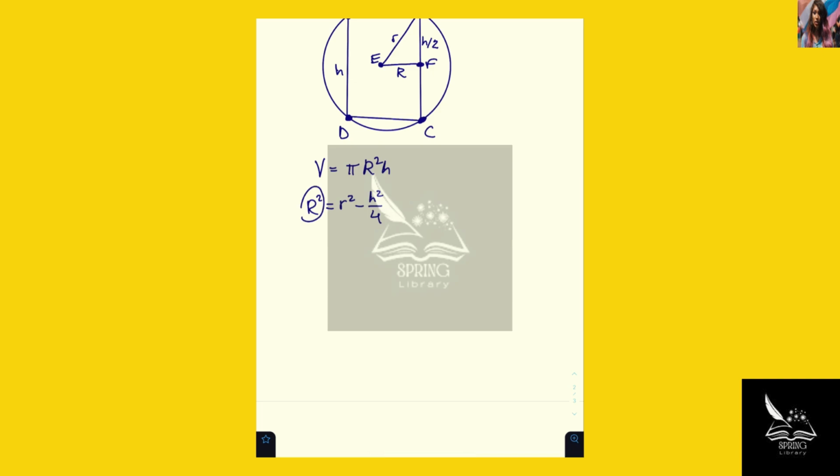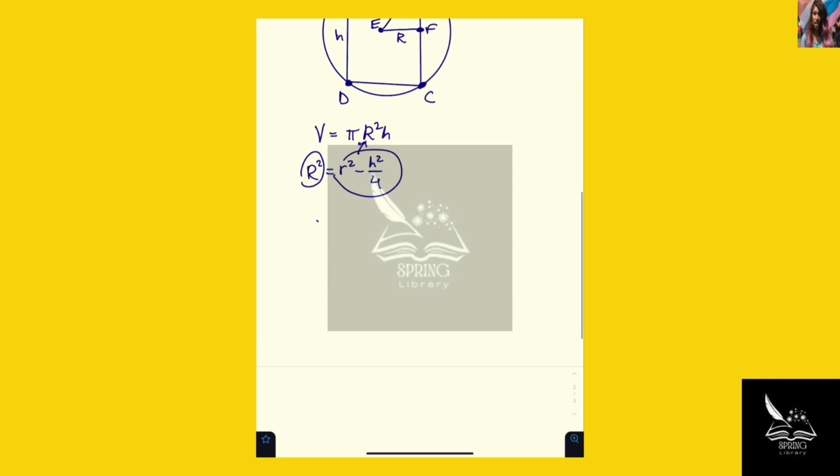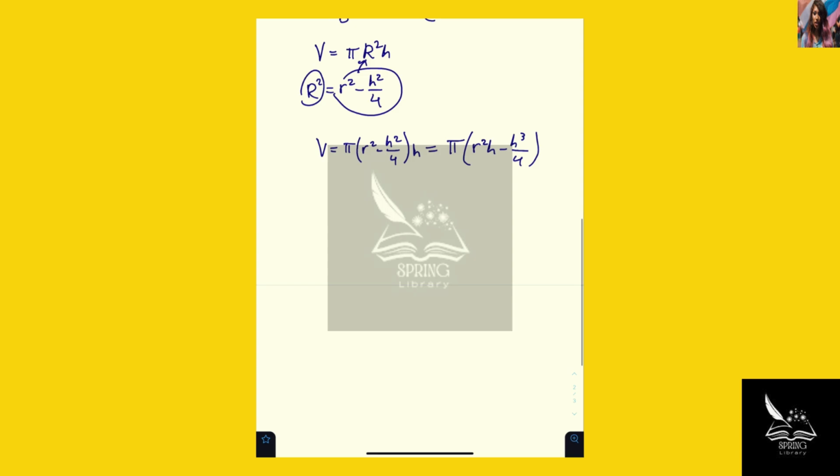So we'll put this right here. This is going to go right in there. So now what we have is that the volume is equal to pi times (R squared minus h squared over 4) times h. So now what we have is that this is equal to pi times (R squared h minus h cubed over 4). So now we're going to want to differentiate this.